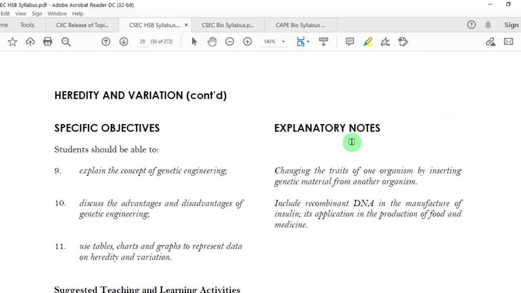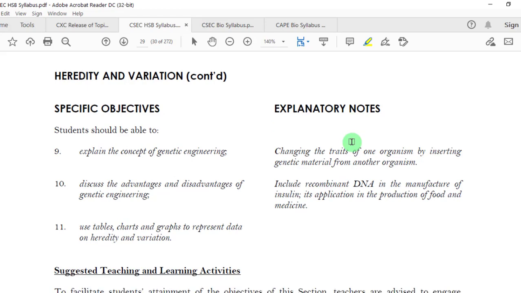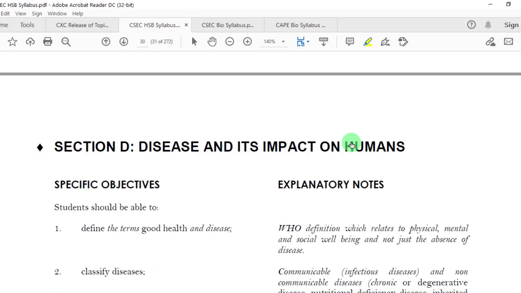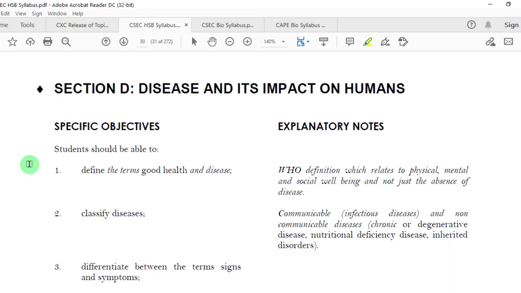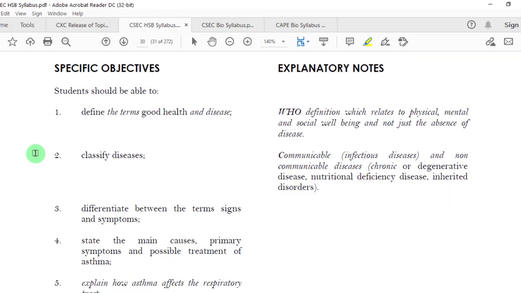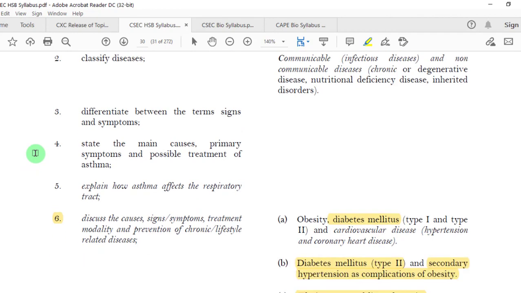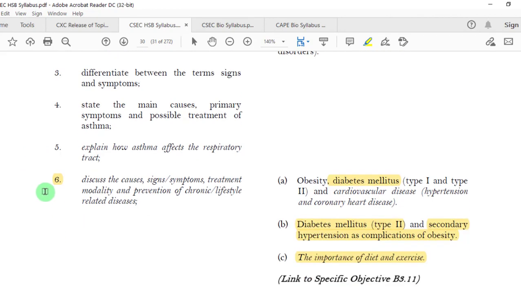The next one, disease and its impact on humans. Let's take a look at that. Right, as for heredity and variation, this one refers to another entire section, word for word, disease and its impact on humans, section D in your syllabus. And this refers to all these objectives. So what's good health, what's disease, right? Remember our link to excretion and homeostasis.